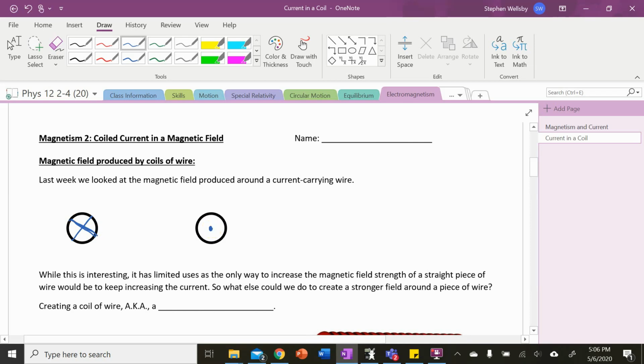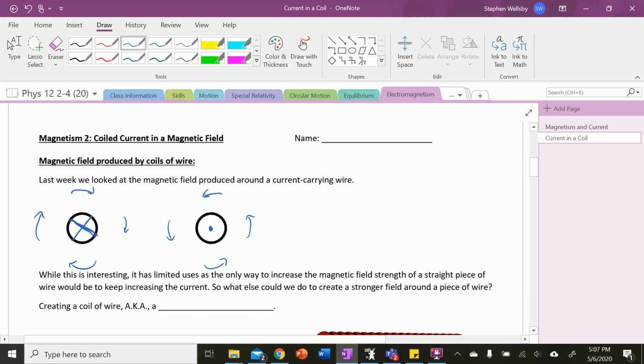And if we were to use our right-hand rule, say for the current coming out of the page here, if our thumb is pointing out of the page and we curl our fingers around, our fingers are going to tell us the direction of the field, like this. And likewise for a wire going into the page, if we point our thumb towards the paper and we curl our fingers, then the magnetic field is going to be clockwise around a wire that's going into the page.